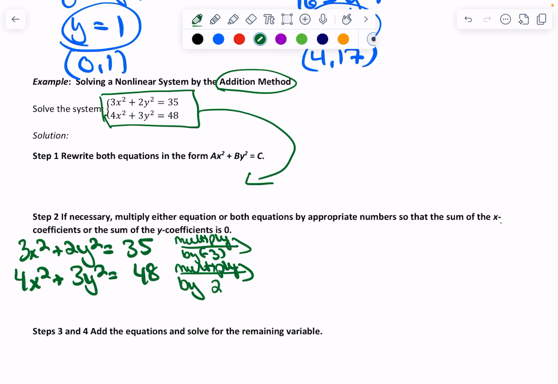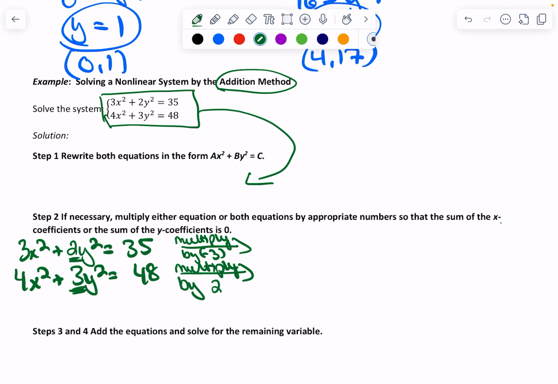The reason why I'm multiplying the top one by -3 and the bottom one by 2 is I am trying to eliminate the y squared. So I'm basically multiplying the first one by the coefficient of the y squared in the second equation, and then multiplying the second one by the coefficient of the y squared from the first one. One of them has to be a negative and one of them has to be a positive to cancel out.